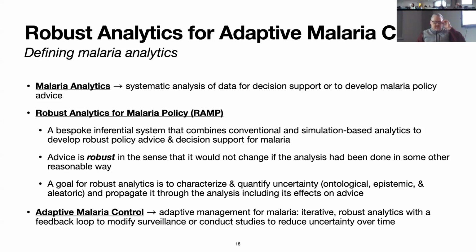Okay. What do I mean by the advice being robust? I don't mean that it's giving you a definite answer, but I mean that the advice wouldn't change if somebody says, well, did you look at this? Because you've already presumably identified all the sources of uncertainty, all the other reasonable ways of doing an analysis, and propagated them through your analysis. That's the idea of robustness.